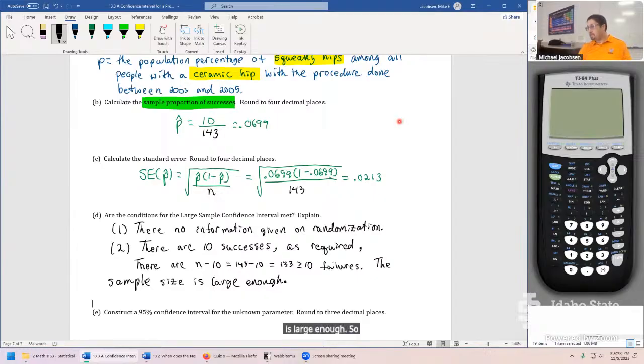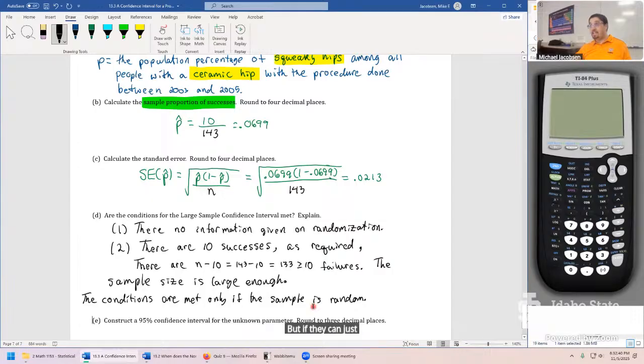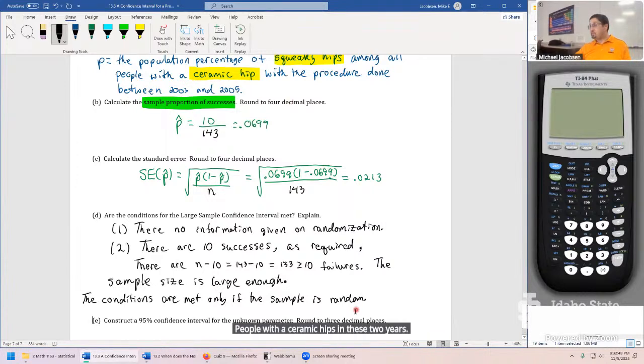So the additional comment that we've often made is the conditions are met only if the sample is random. It can't just be any 143 people who had the ceramic hip replacement. It's kind of interesting how they might have gotten these individuals. But if they can justify that this is, or at least is representative of, the entire population of people with the ceramic hips in these 2 years, then this condition would have been met.